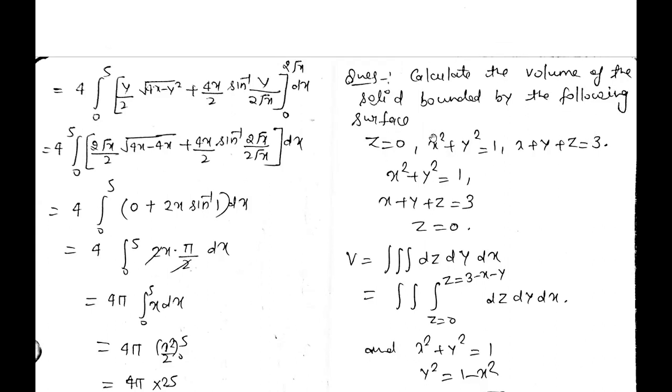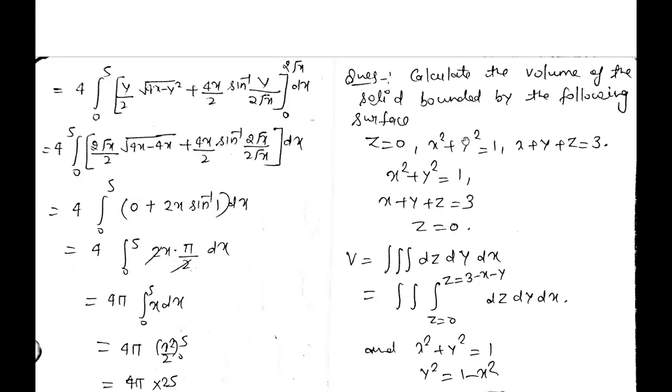Calculate the volume of the solid bounded by the following surface. So there is another example here. z is equal to 0, x square plus y square is equal to 1, and your plane is x plus y plus z is equal to 3. So we can see that the lower limit is given 0 to z is equal to 3 minus x minus y here. So our limit of z will be 0 to the value of z from this plane, right?